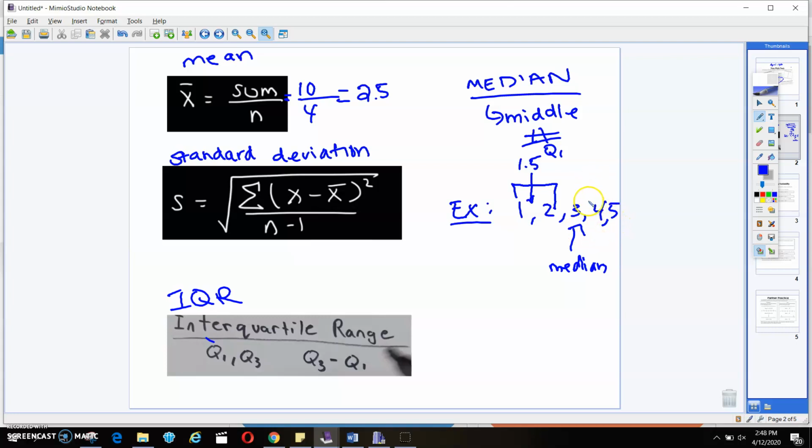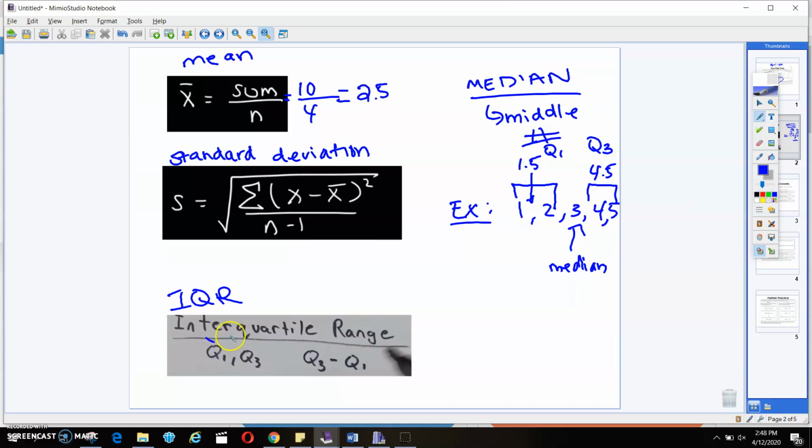Over here, my numbers that are above my median are 4 and 5. So I'm going to take 4 and 5, add them together, and divide by 2. So 4 plus 5 is 9. 9 divided by 2 is 4.5. So my Q3 is going to be 4.5.